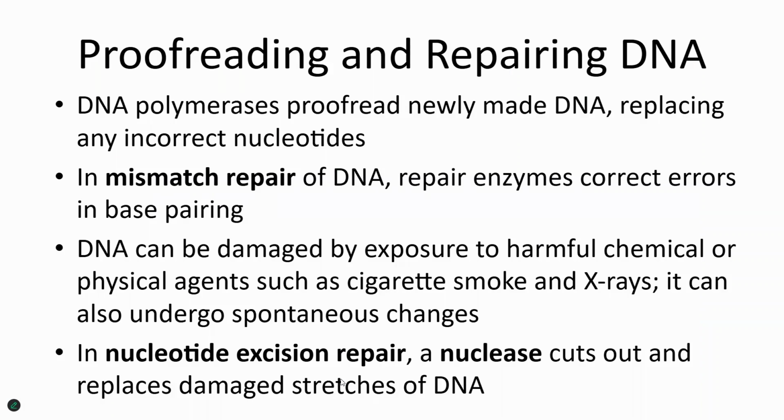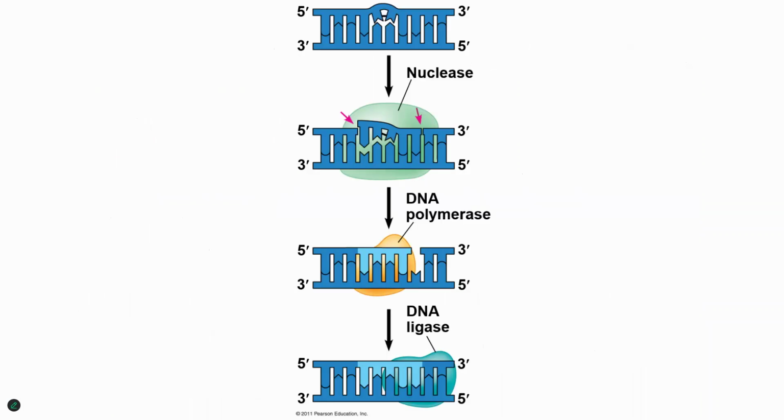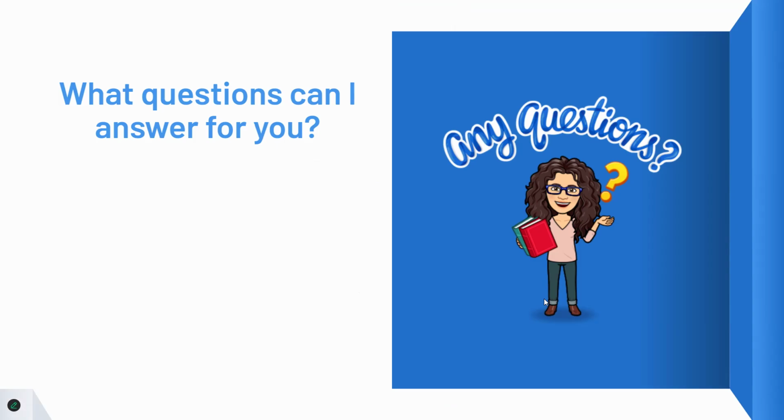And then, of course, we all make mistakes. So we've got an enzyme that will go back and look for mistakes. So nucleotide excision repair is a nuclease enzyme cutting out and replacing the damaged stretch of DNA. So here you can see a mismatched base pair. So the nuclease is looking for those mistakes. It will cut them out. The DNA polymerase will bind on a new strand, and then the DNA ligase will connect them together. So the nuclease enzyme is looking for mistakes and fixing them. It doesn't always catch every single mistake, but it does catch a lot of them.